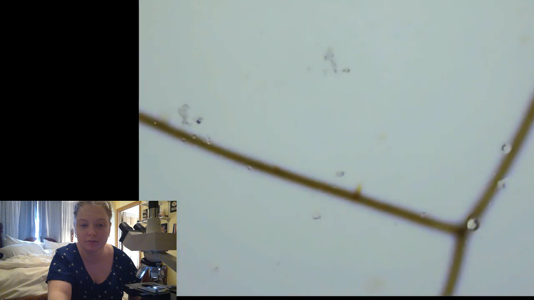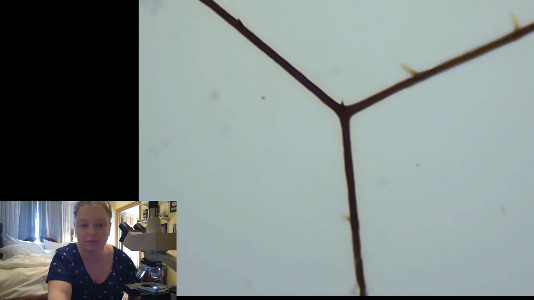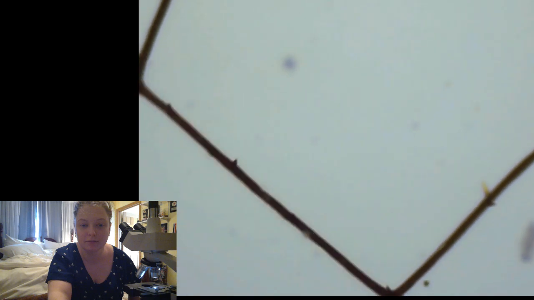So let's turn the light down a little bit. All right, let's see what we have. So this one is a dragonfly. That's glass. Oh yeah, here we go. Isn't that cool?